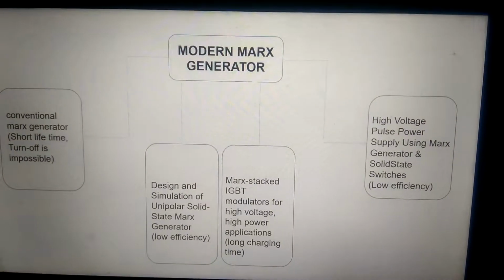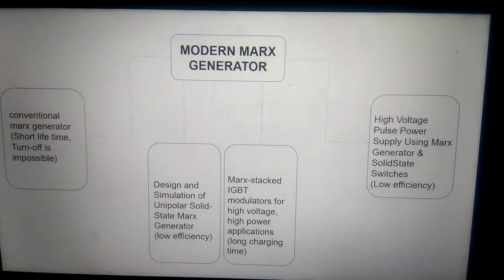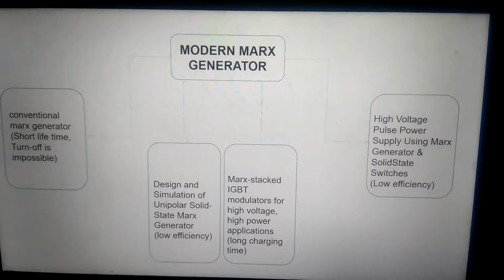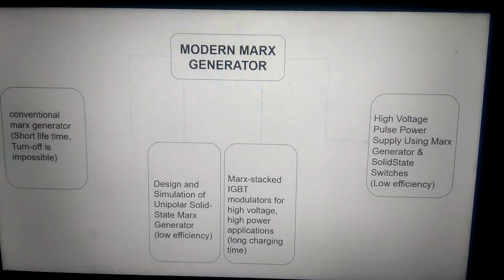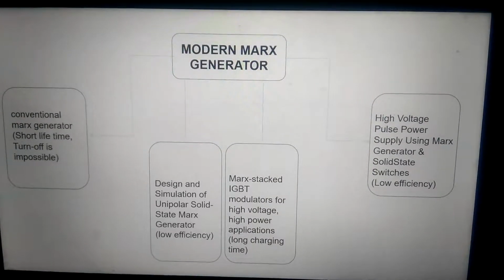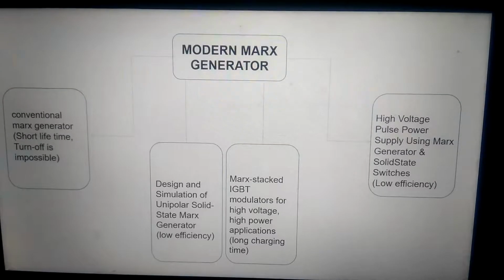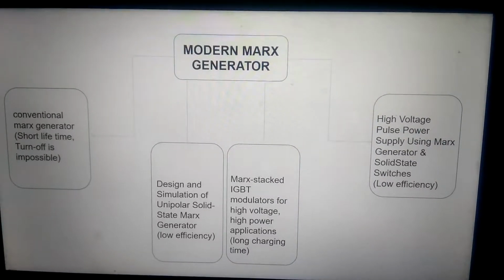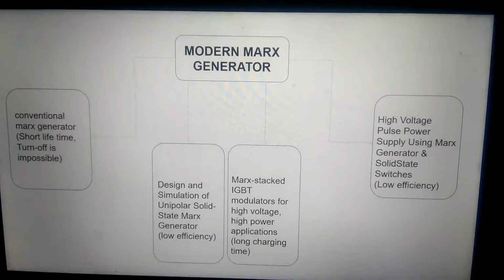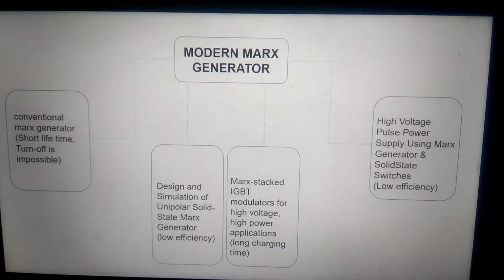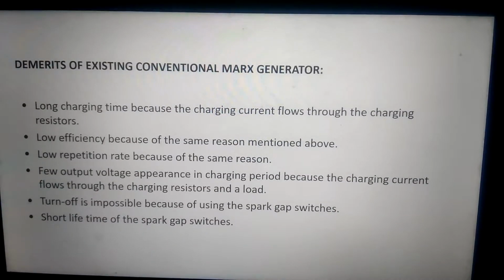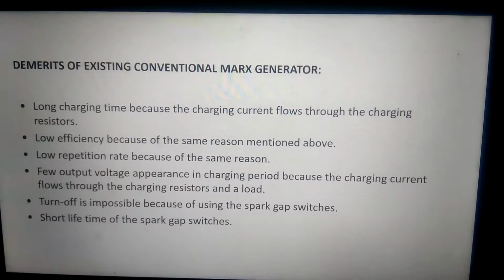And these are some of the demerits of the previous generators. You can see that for the conventional Marx generator, the short lifetime and turnoff is impossible due to spark gas switches. And there is one more Marx generator, which is the unipolar solid state Marx generator, which has low efficiency due to the resistors that are used in this Marx generator. And there are two other Marx generators which have some demerits like long charging time and also low efficiency.